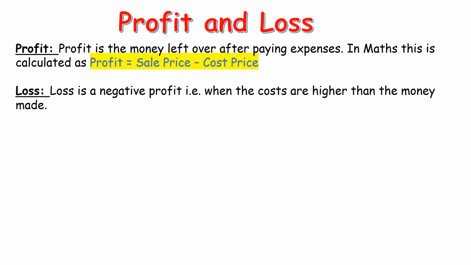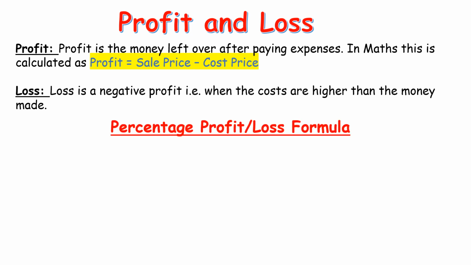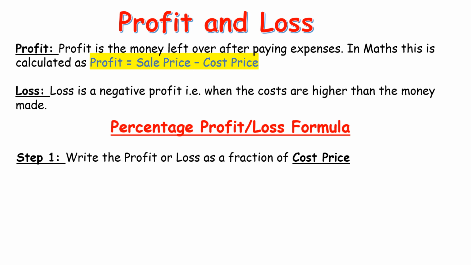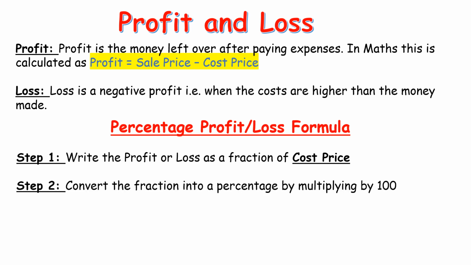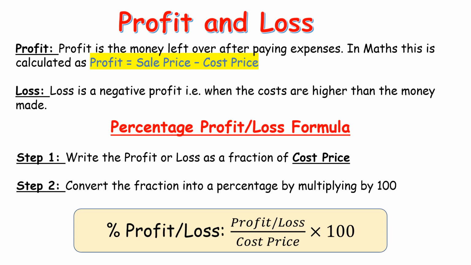As well as being asked for profit and loss, we can be asked about percentage profit and loss. And just like any percentage calculations, we're going to start with a fraction and multiply by 100. So the first thing we want to do is write the profit or loss, depending on what the question is asking, as a fraction of cost price. So cost price is going to go on the bottom line of the fraction, and then we convert the fraction into a percentage by multiplying by 100. So this is what our formula looks like. Either profit or loss, depending on the question, over cost price multiplied by 100.